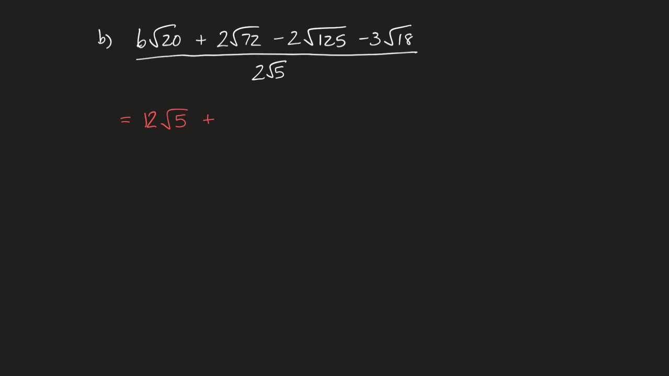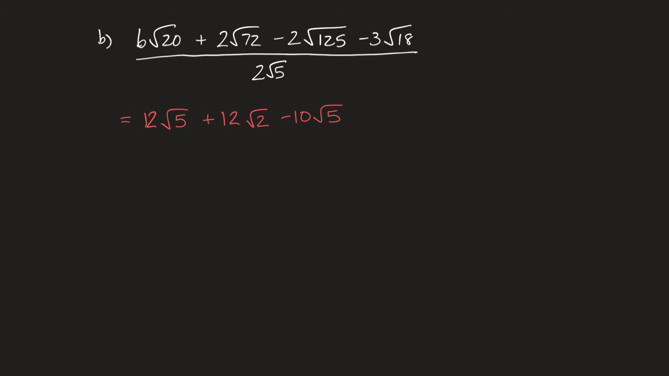I take a look at the next one. Hey, 72, that's 36 times 2. So take the square root of the 36, which is 6. I'm left with the 2 underneath. 125, well, that's 25 times 5. So the square root of 25 is 5. And I'm left with a 5 underneath.